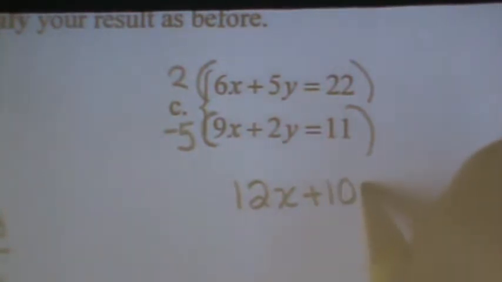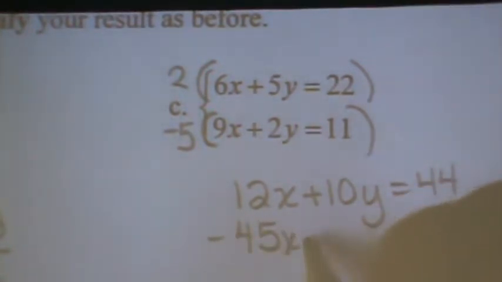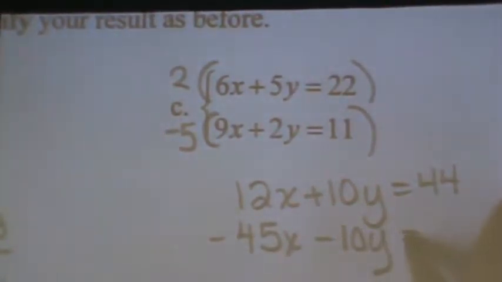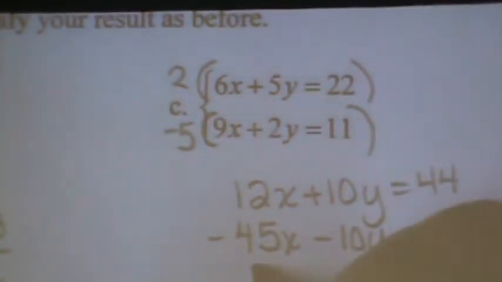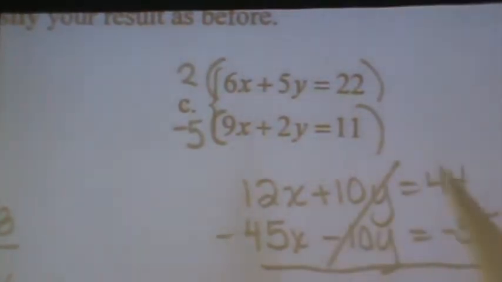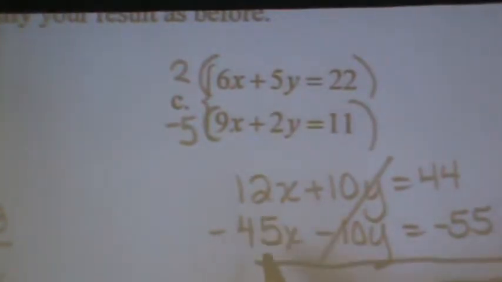plus 10y equals 44. And then -45x minus 10y equals -55. Okay, these y's cancel out, and what do you get here? -33x is equal to -11, which equals x plus 3. It equals what? 1/3. Now, what is 33 times 3? Oh, my bad. It's 1/3.